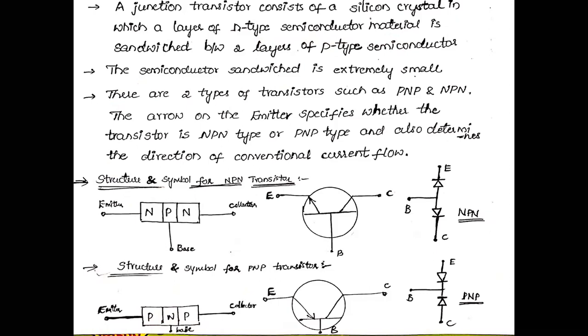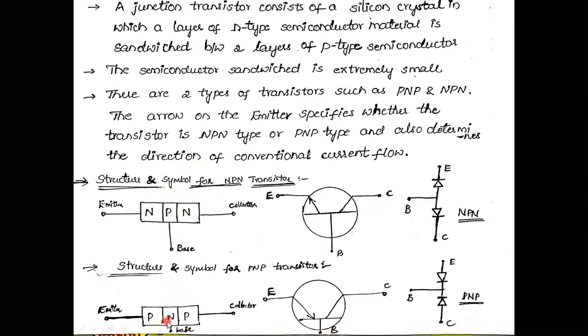Similarly, one p-type semiconductor material is sandwiched between two n-type semiconductor material. We can call the transistor an NPN type of transistor. Just simply, if we take one p-type semiconductor material and place it in the middle of two n-type materials, we can call the transistor an NPN type of transistor.